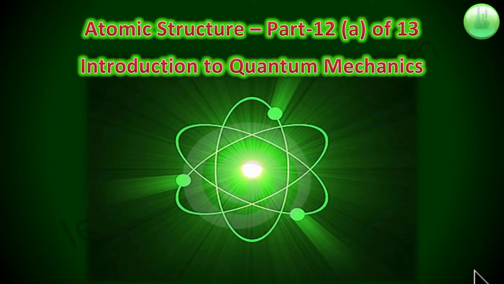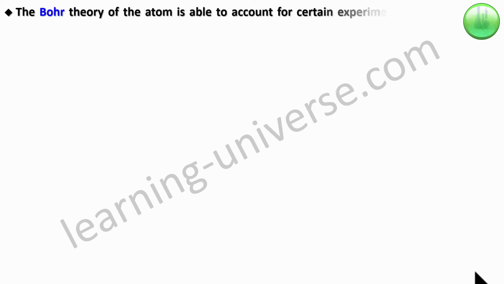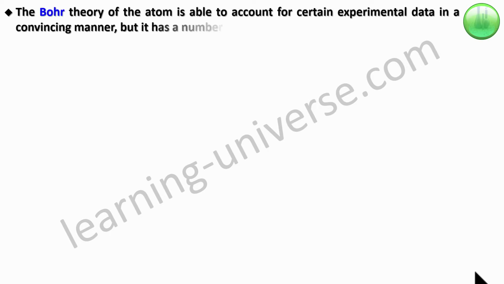To start the discussion, we need to go back to the problems that we experience in the Bohr's atomic theory. Now, the Bohr theory of the atom is able to account for certain experimental data, especially the Rydberg's equation, in a convincing manner, but it has a number of severe limitations. And we are just going to talk about those limitations, though we discussed these limitations when we discussed the Bohr's theory, but I'm going to bring them back here because these are contextual to quantum mechanics.